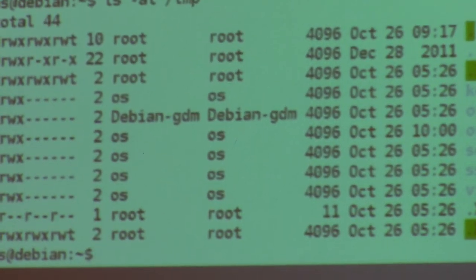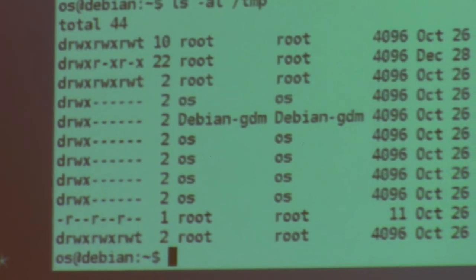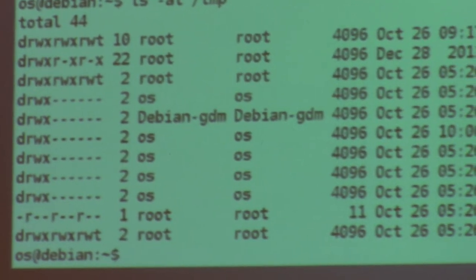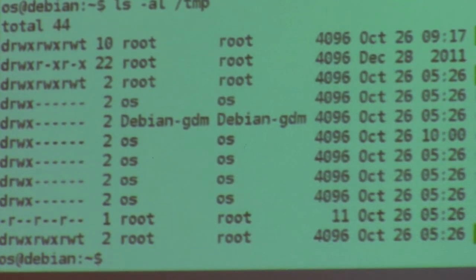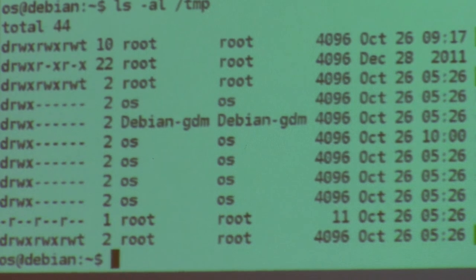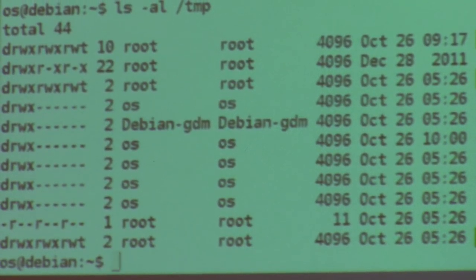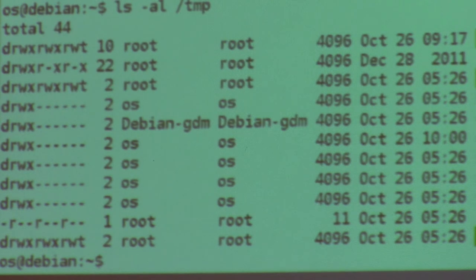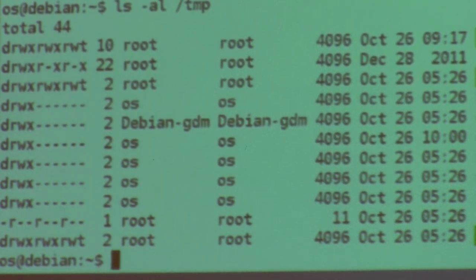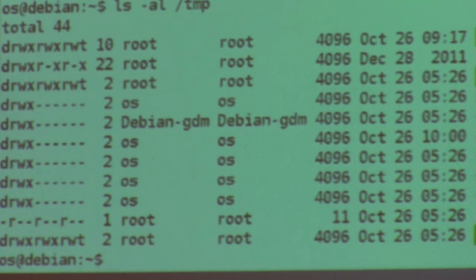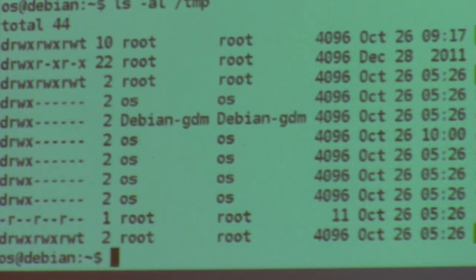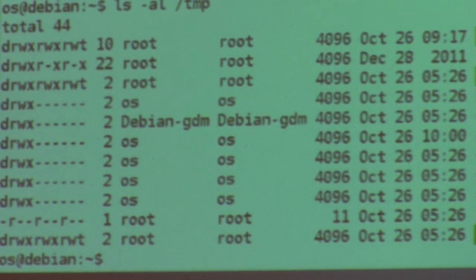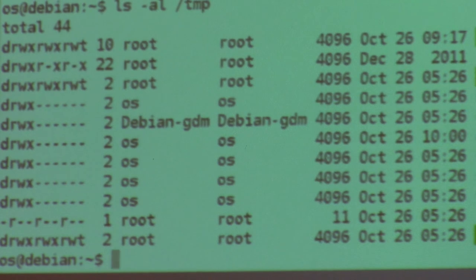RWX means read, write, and list; execution means list or search for the directory, for the owner. So no problem. The next three are RWX: the group has the same permission as the user. And what about the next three? RWT. So what is the T? It's not here. RWX. Yes? Transfer file?